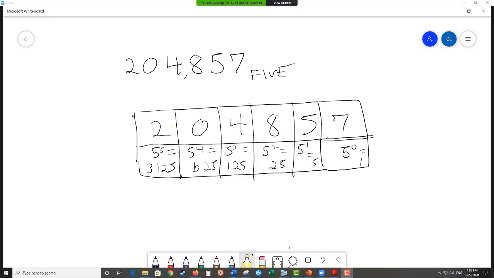I have 4 groups of 125. I have 8 groups of 25. I have 5 groups of 5. I have 7 groups of 1. This is the same idea as expanded form in base 10. Base 10 is just simpler for us because we're used to it. We say, oh, I have groups of 1,000 or groups of 100 or groups of 10 or groups of 1. Here, instead of powers of 10, we're dealing with powers of 5 because we're in base 5.